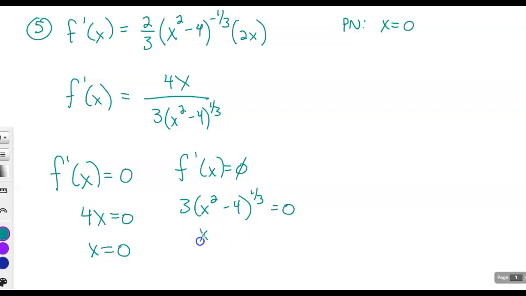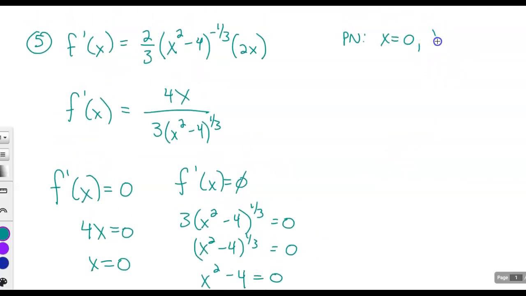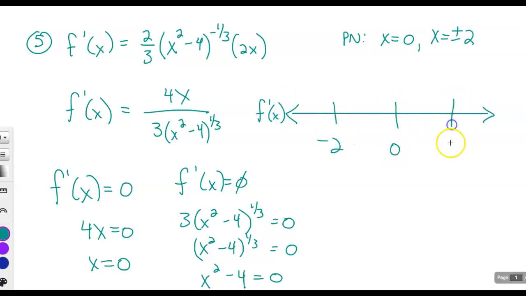So I'm going to divide both sides by 3. And then to get rid of the cube root, I'm going to cube both sides. So I still get 0. And then I'm going to add 4 and take the square root, so then I get x equals plus or minus 2. So these are all of my partition numbers. So I have 3, okay? Now again, we don't even care yet if they're critical values because we're just making a sign chart for the derivative. So -2, 0, and 2.